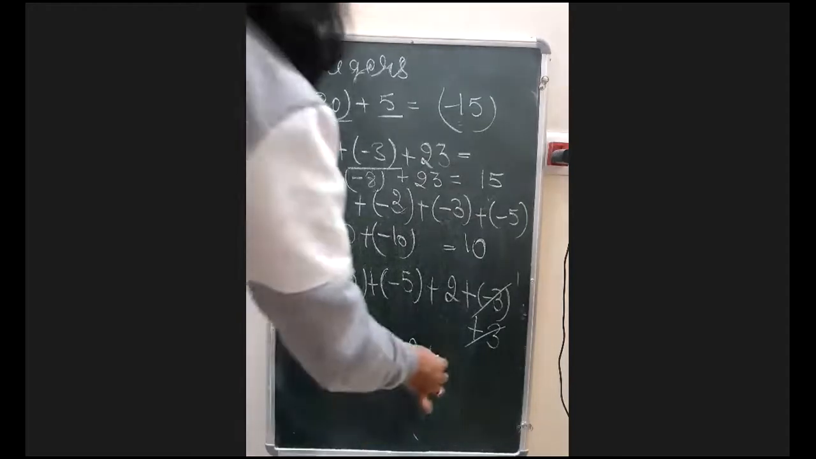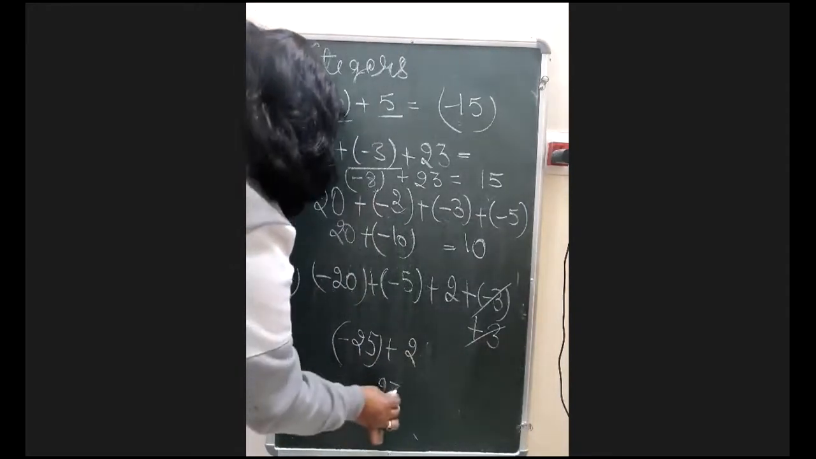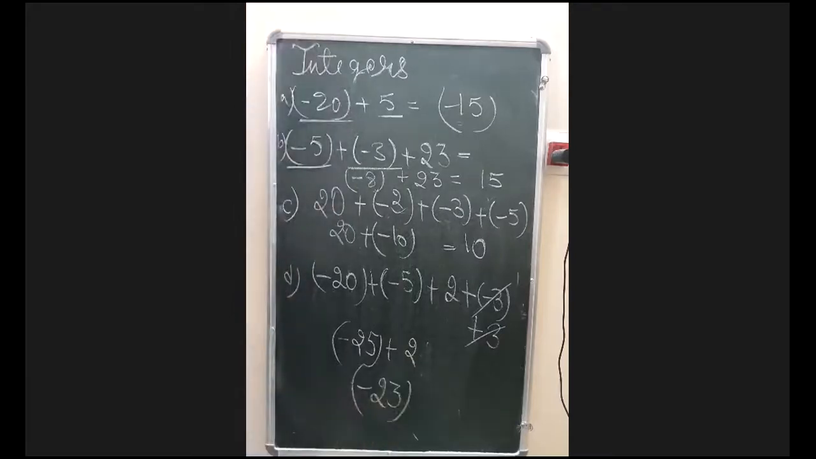It will be here 0, which we don't need to write. Now the answer would be minus 23, as minus 25 plus 2 are of different signs, so the answer would be minus 23. Now please raise your hand and tell me who's all correct. Not all correct, you can show it with a smiley also.